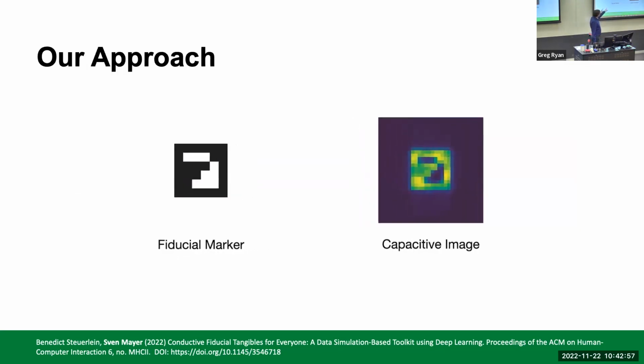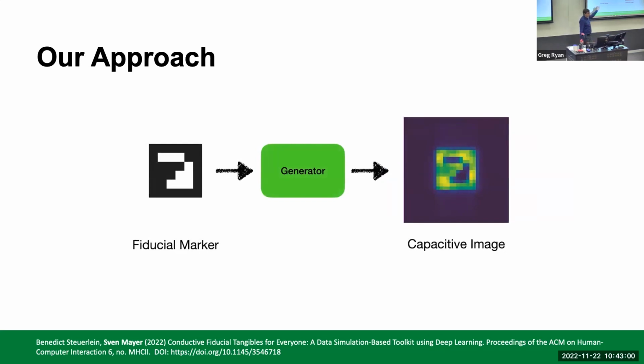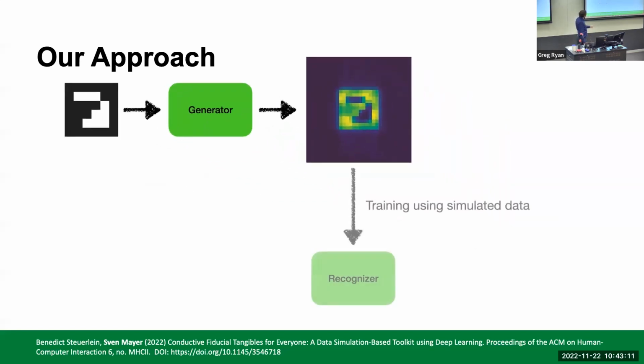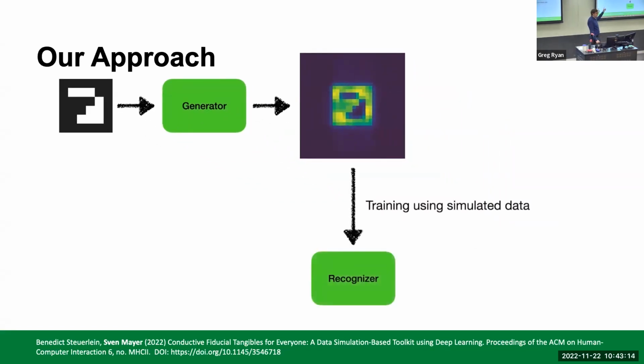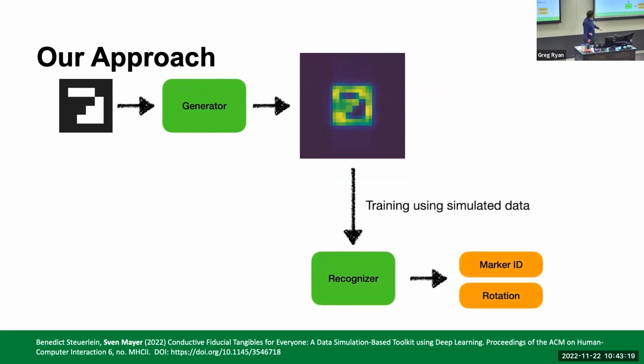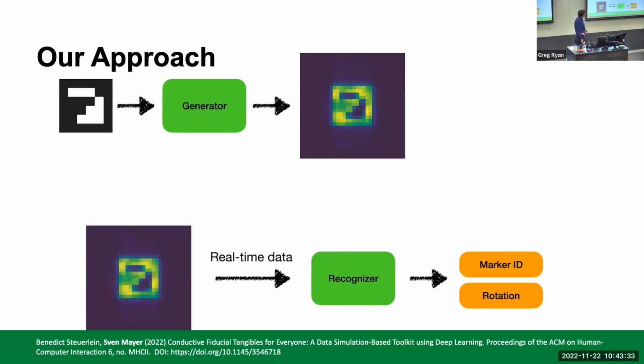So the idea is the designer gets a tag, and then we have the capacitive image, and a generator in the middle. That's our simulator. We have simulated data, so we can train a recognizer based on it. That can all be done in one go without user input. We only need those tags. The recognizer gives us the marker ID and the orientation or rotation, which is important especially if the tags are square. Then we can feed real-time data into the recognizer and get this.